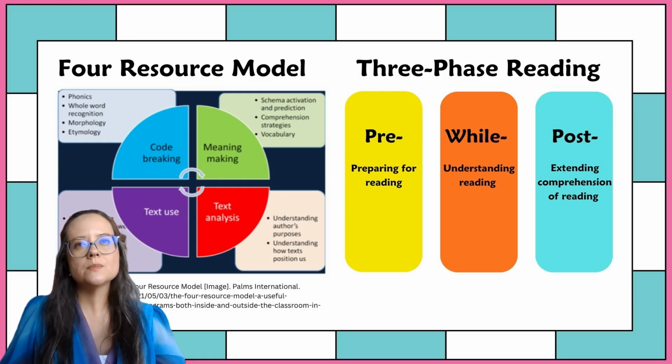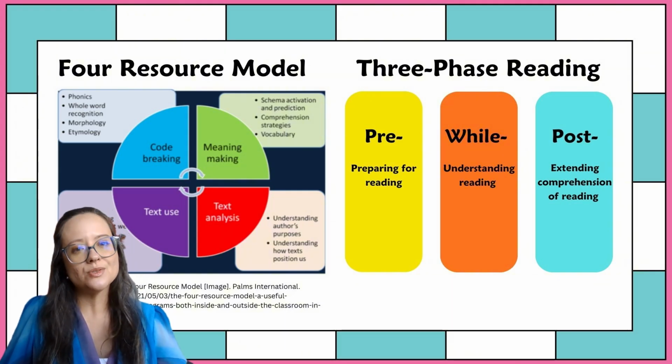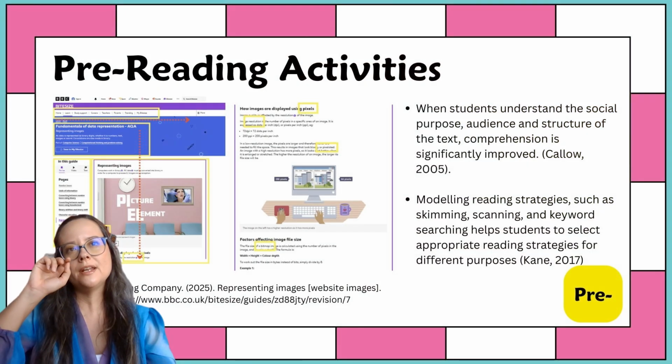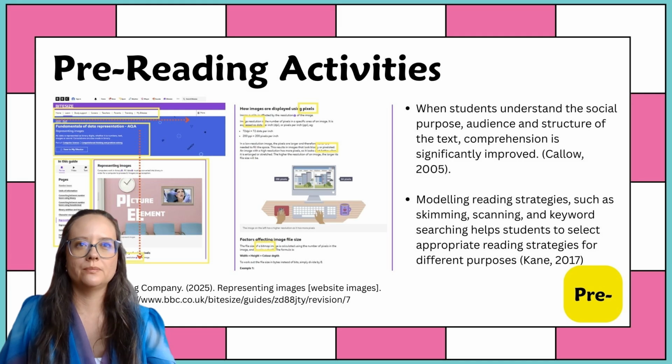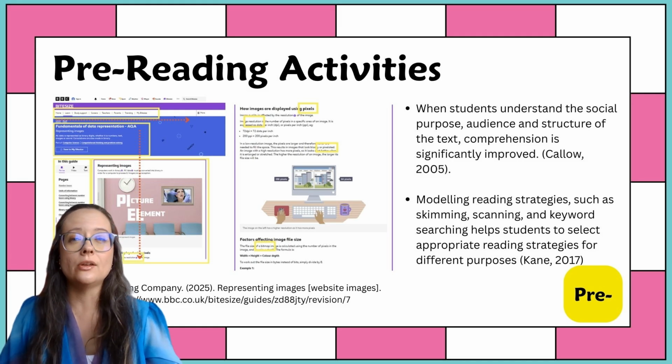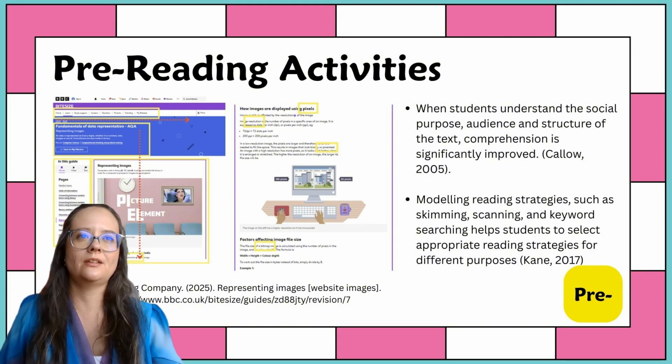Given these demands, it becomes clear why students require explicit scaffolding before they are able to synthesize, extend, and transform their reading and writing. To support this process, I use the three-phase approach to reading, which consists of pre-reading, while reading, and post-reading activities. The pre-reading phase prepares students to learn and engage meaningfully with the text before it is read in full. Its primary purpose is to activate prior knowledge, build meaningful context, and make the purpose of reading explicit. When students understand the social purpose, audience, and structure of the text, comprehension is significantly improved.